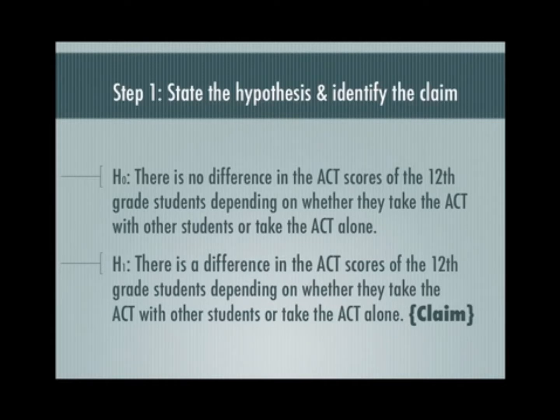For step 1, we need to state the hypothesis and identify the claim. Our null hypothesis, labeled H0, states there is no difference in the ACT scores of the 12th grade students depending on whether they take the ACT with other students or take the ACT alone. Our alternative hypothesis, labeled H1, is written: there is a difference in the ACT scores of the 12th grade students depending on whether they take the ACT with other students or take the ACT alone. The alternative hypothesis is our claim in this problem.